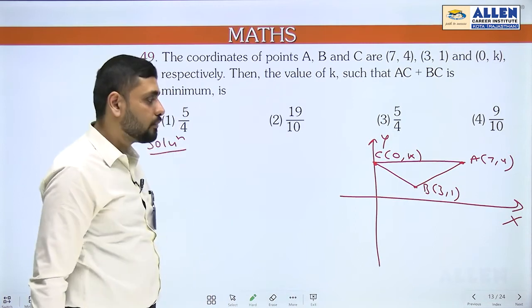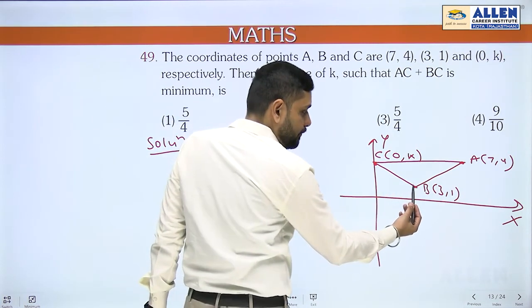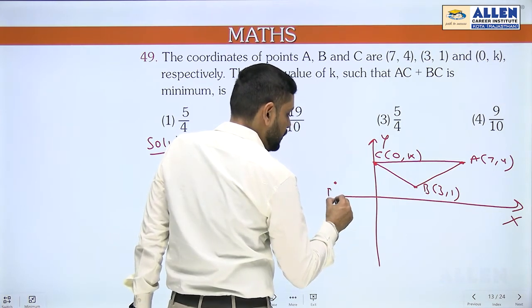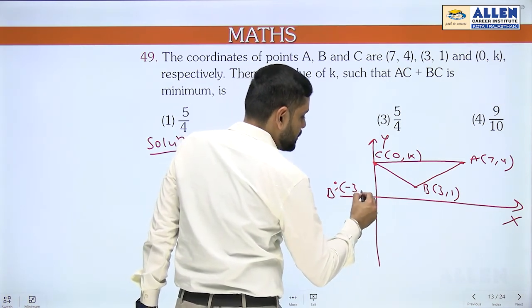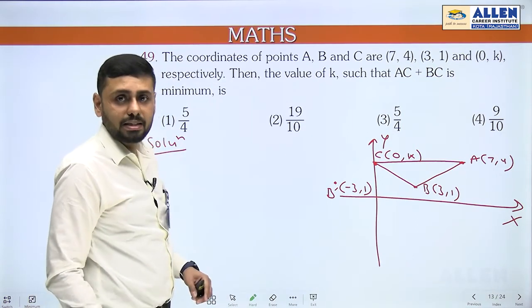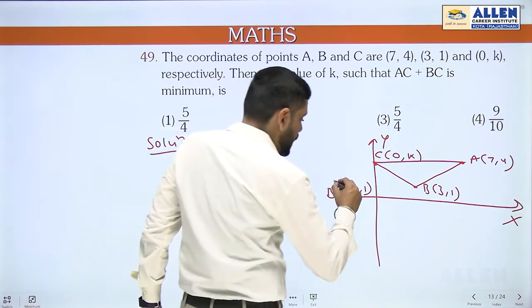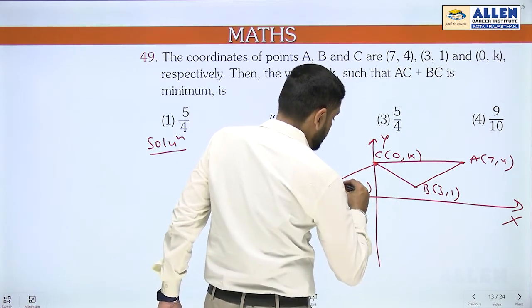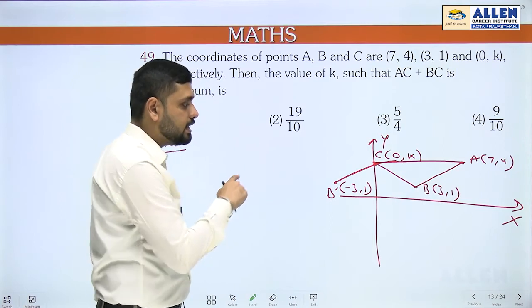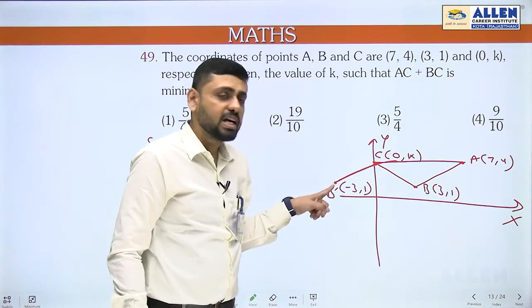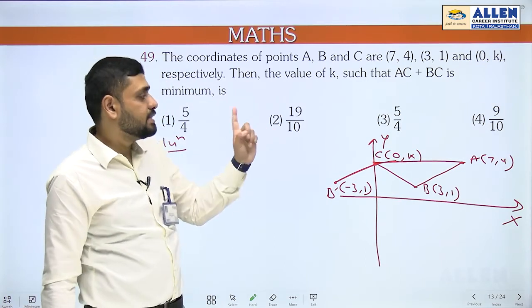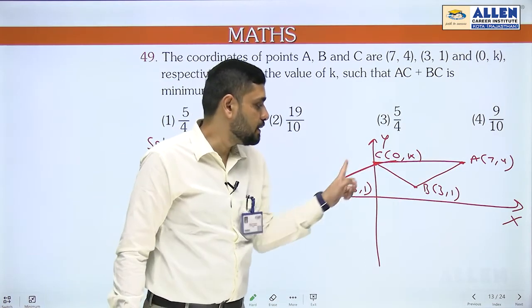For that, we first need to take the reflection of this point. If we take the reflection of point B, it will come down as (-3, 1). Now if we join this B dash with C, then these three points, A, C and B dash, should be collinear to get the minimum value of AC plus BC.